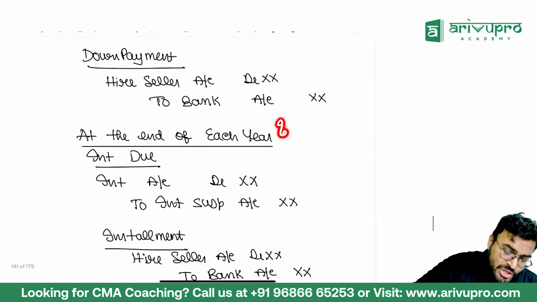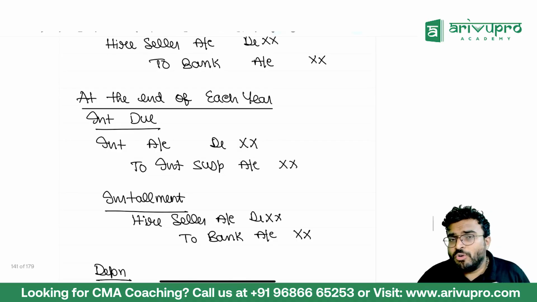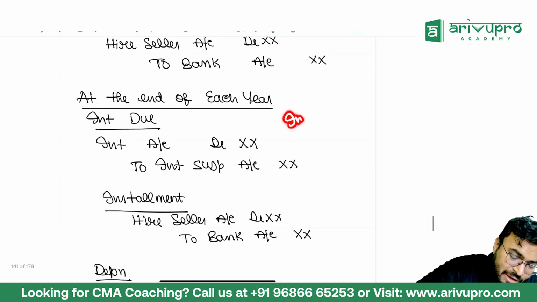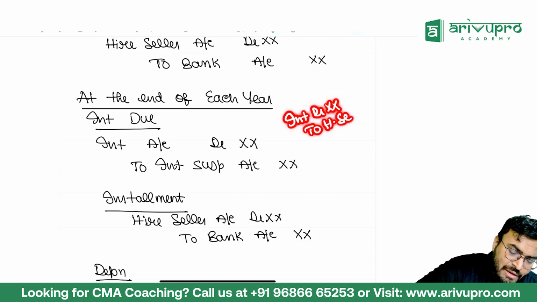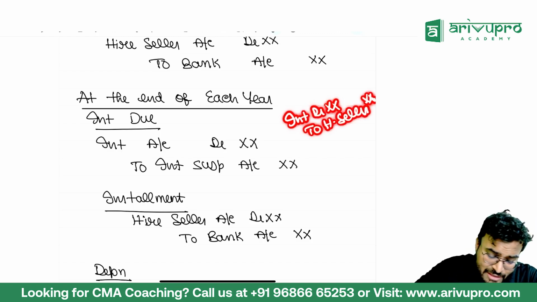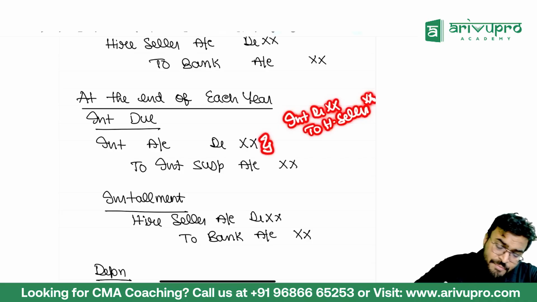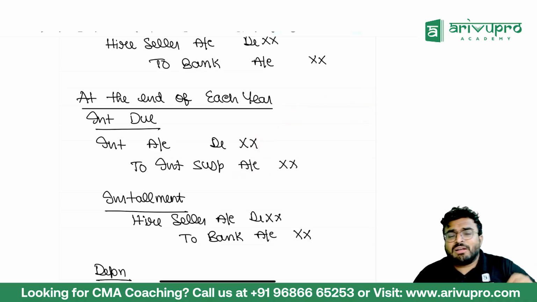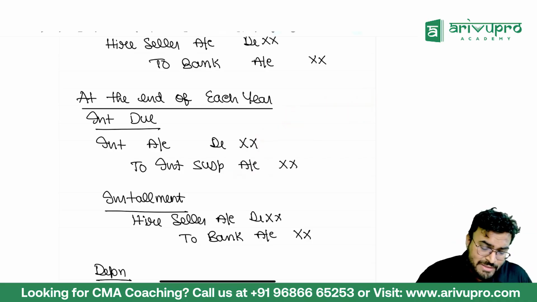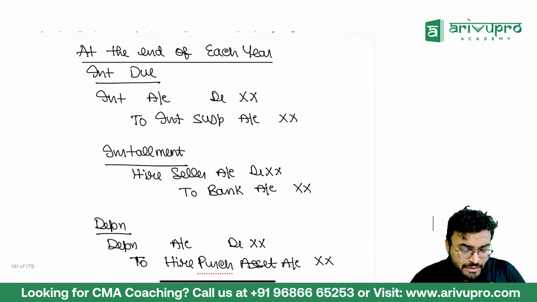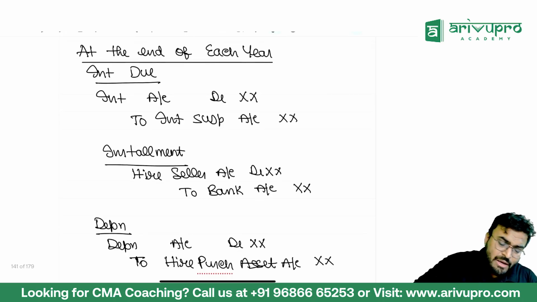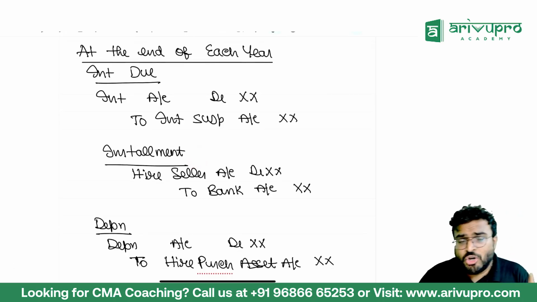At the end of each year, interest due. Now what will you do? Last time, what did you do? You passed an entry: interest account debited to hire seller. Now you are not going to do that because this is already done. Hire seller is already credited for the interest. So interest account debited to interest suspense account. Next we are going to have installment.